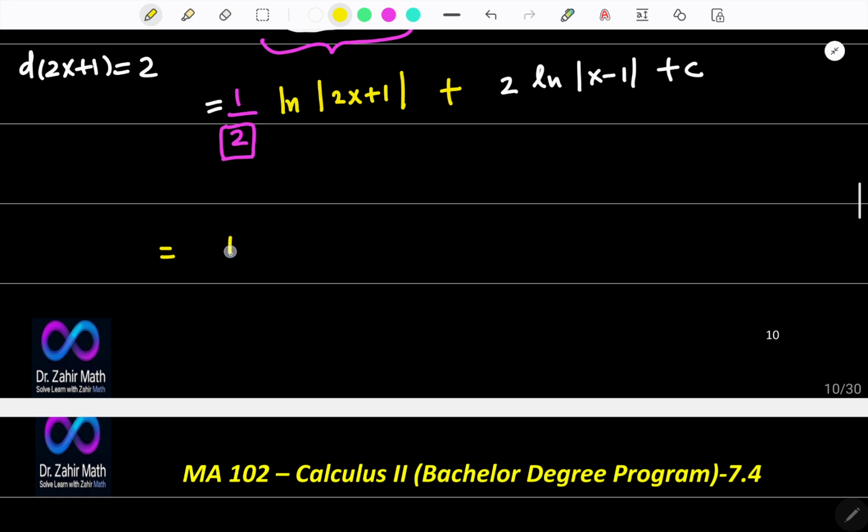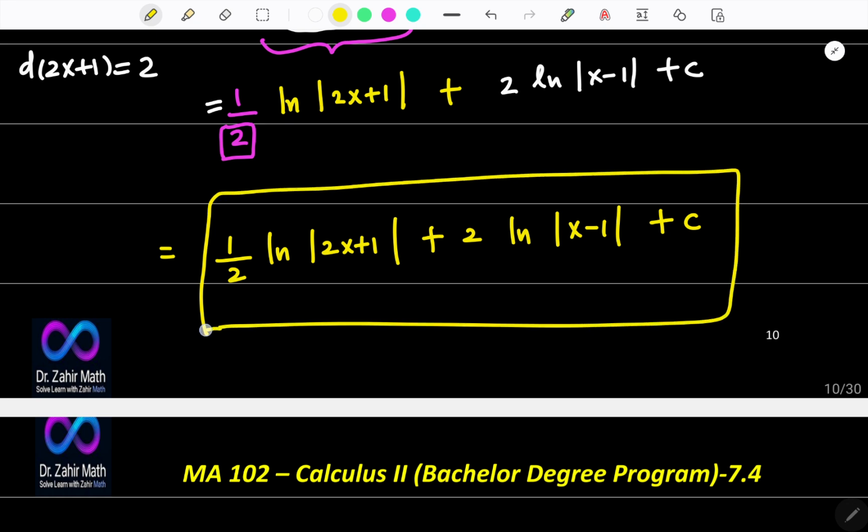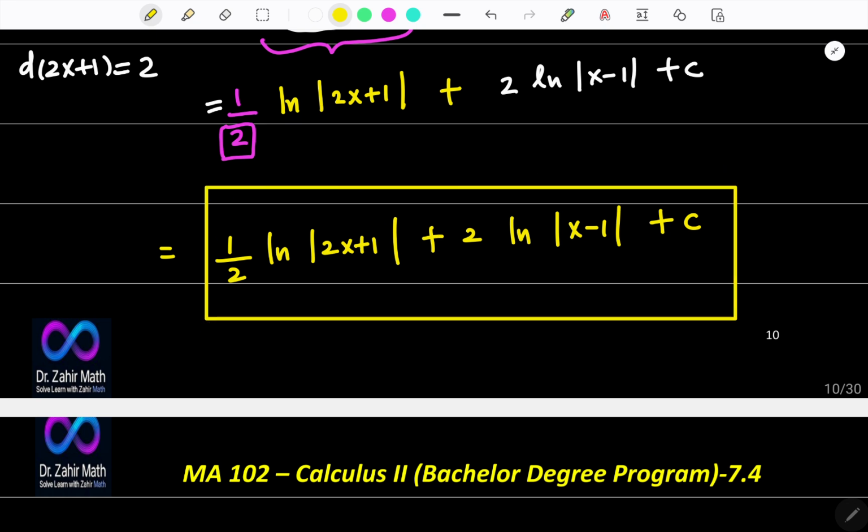So this equals 1 by 2 ln absolute value of 2x plus 1 plus 2 times ln absolute value of x minus 1 plus integrating constant c. So this is your answer. Clear all of you? So this finishes your exercise 7.4. Clear all of you? Right.